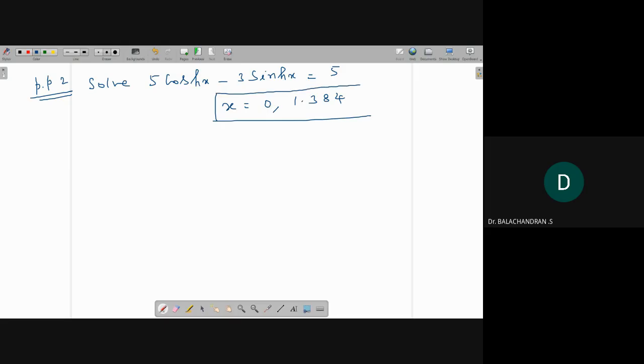If you don't get it, you can post your answer in the WhatsApp group, and I will check it. Now the last problem. Still we have 5 minutes.